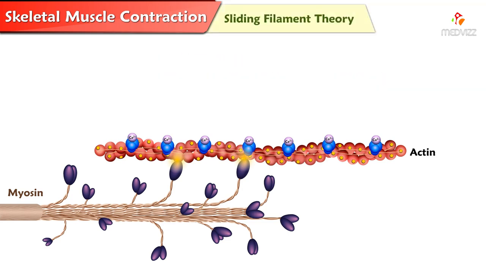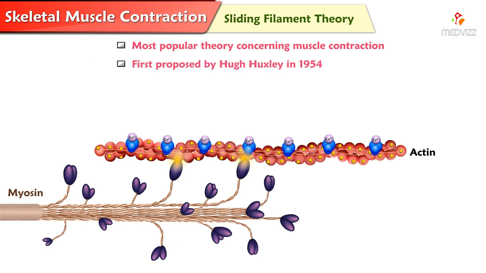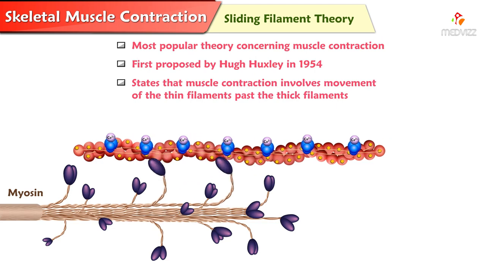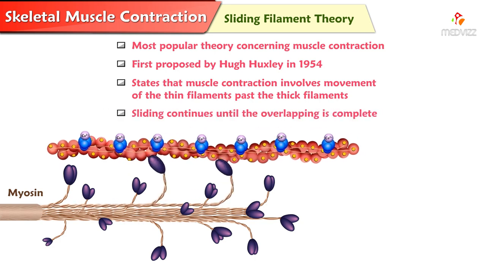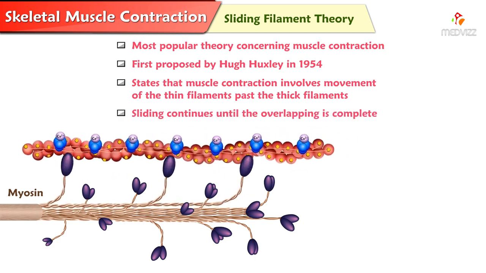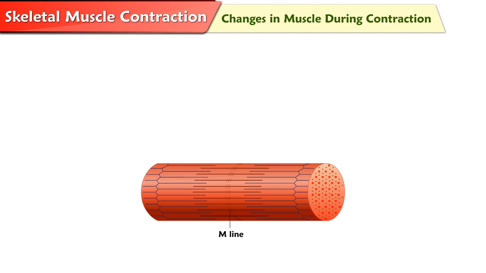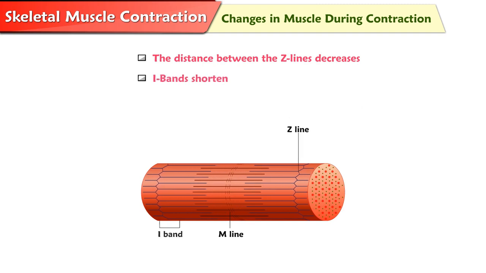Sliding filament theory. It is the most popular theory concerning muscle contraction. It was first proposed by Hugh Huxley in 1954. It states that muscle contraction involves sliding movement of the thin filaments past the thick filaments. Sliding continues until the overlapping of the thin and thick filaments is complete. The changes in muscle during contraction are: the distance between the Z lines of the sarcomeres decreases, the I bands shorten, and the A bands move closer together but do not diminish in length.